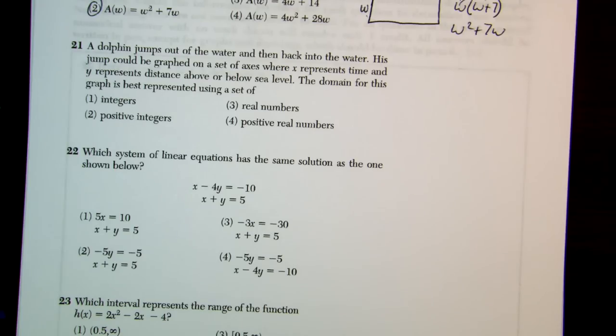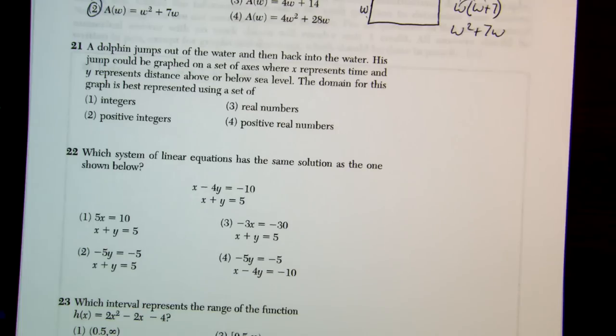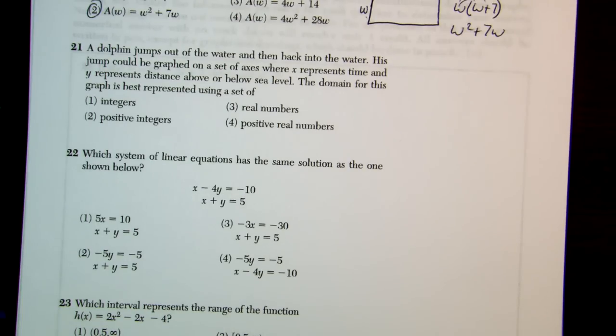21. It says a dolphin jumps out of the water and then back into the water. His jump could be graphed on a set of axes where x represents the time and y represents the distance above or below sea level. It says the domain for the graph is best represented using. So let's just take a look.